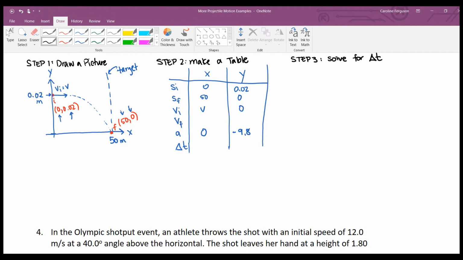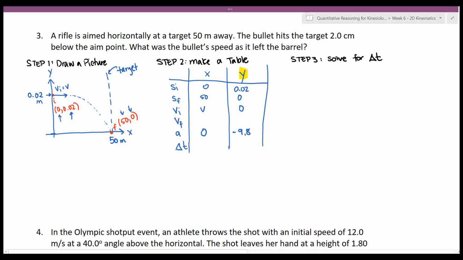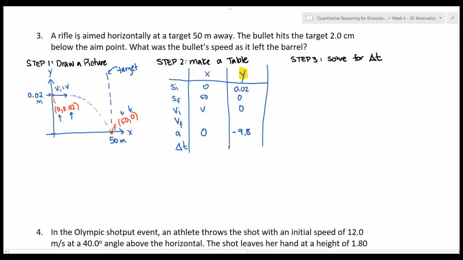All right, so which column has the most information here? In the x column, there's this unknown variable v, but in the y column, we know what that value is for v. So we have 4 pieces of actual numbers or quantities in column y, whereas in column x, we only know 3 values because that v initial, we don't know the actual value for it. We just called it v. Okay, so we're going to start with column y.